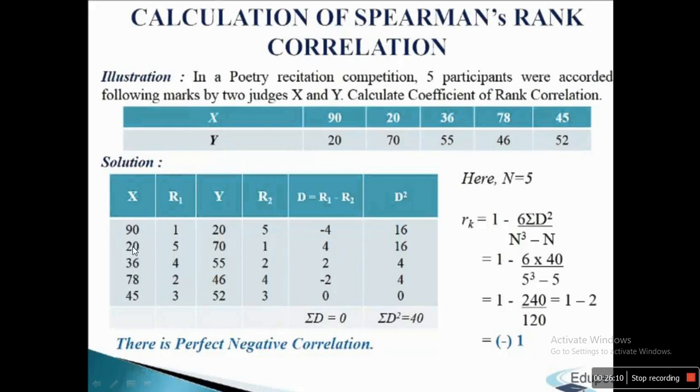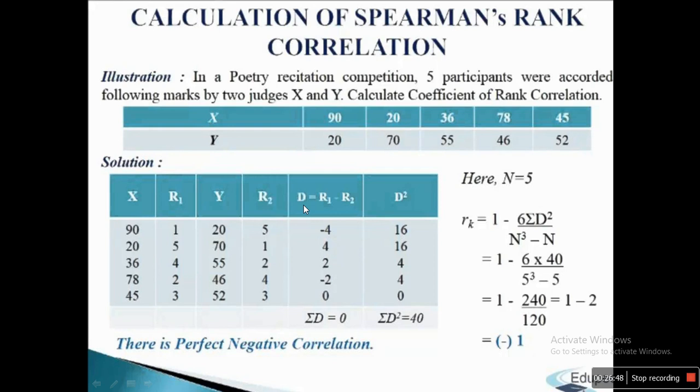How will we do it? We have X, we have ranks given to those values, we have Y, and we have given ranks even to those values. Can you see the ranks over here? Rank means now first is 90, second is 78, third is 45, fourth is 36 and fifth is 20. Likewise for the Y we have given ranks. First is 70, second is 55, third is 52, then fourth is 46 and the fifth is 20.